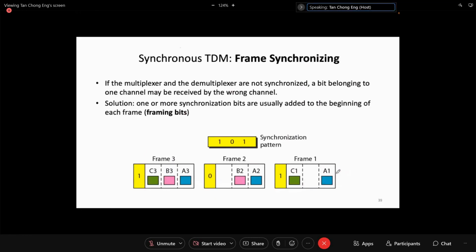Okay, and for synchronous TDM, of course, you need to do frame synchronization. As I said, everyone must be referring to the same clock. So how do they synchronize? They use frame synchronization. For example, the synchronization pattern is 101. So frame number 1 is 1, frame number 2 is 0, frame number 3 is 1. So it's 101, and it follows that pattern. Right? This is how time synchronization can happen.